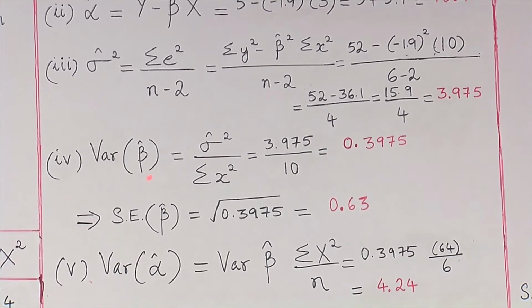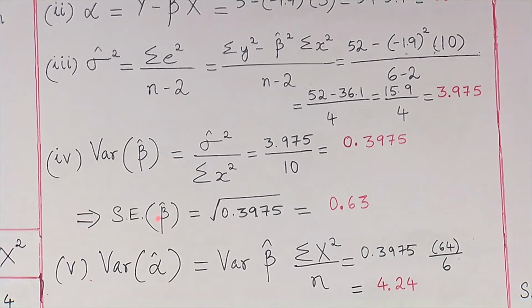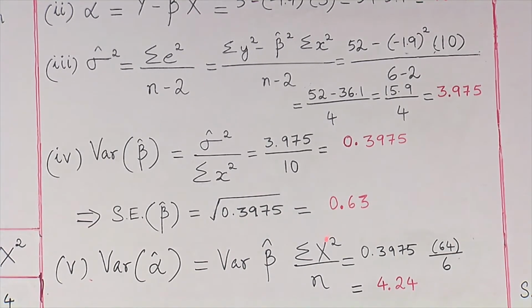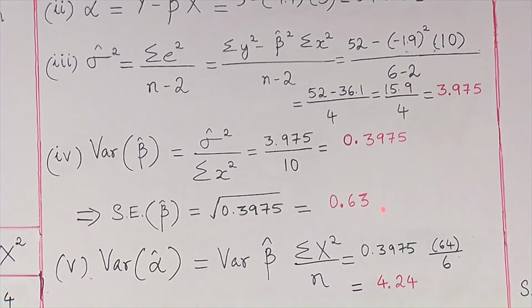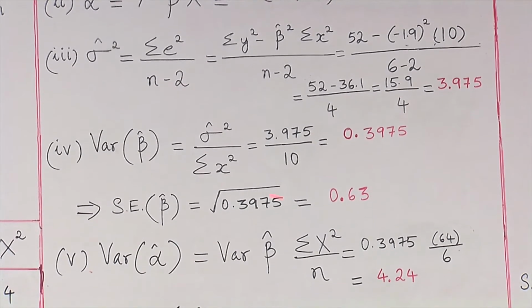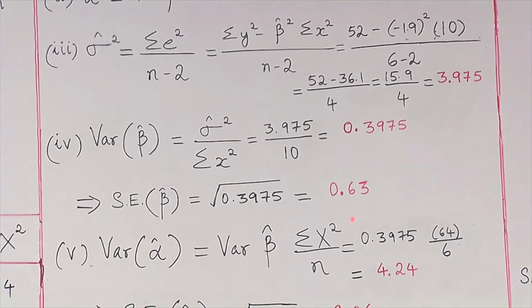With the help of variance of beta hat, we can find the standard error of beta hat, which is nothing but the root of 0.3975, that is the variance of beta hat. The answer here is 0.63. So, the standard error of beta hat is 0.63.